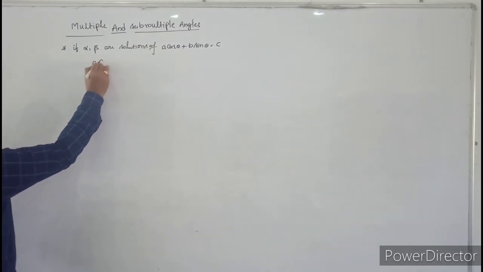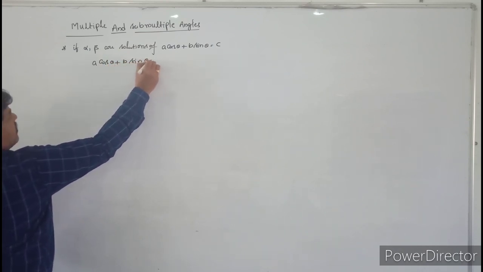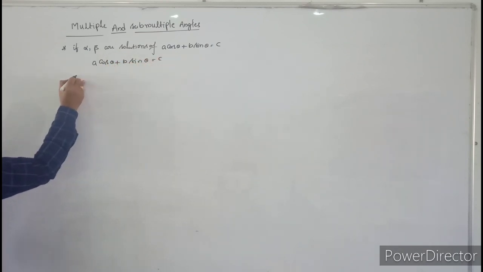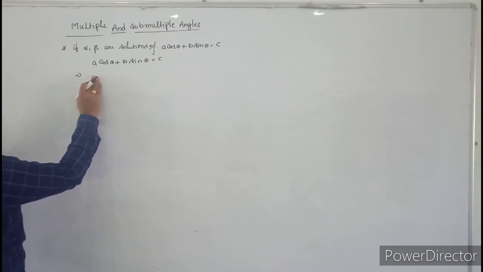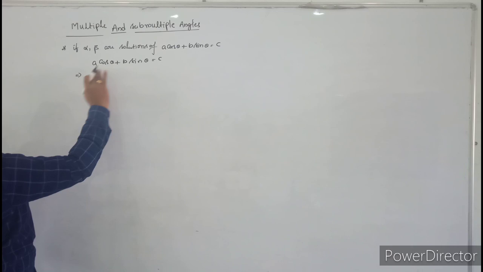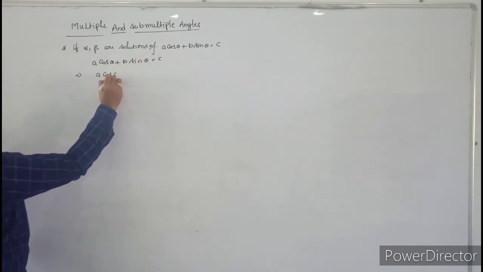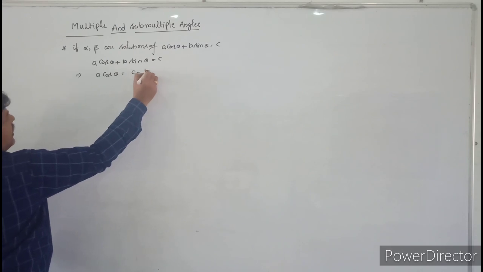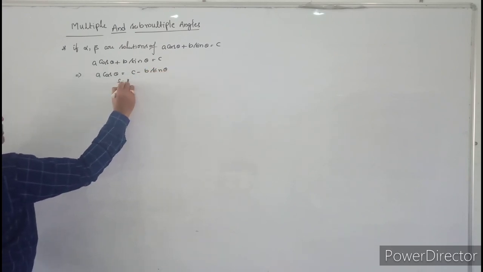So that is nothing but a cos theta plus b sin theta is equal to c. So that implies, first I will calculate the sine. If you want the sine, take that sine term to that side. So a cos theta is equal to c minus b sin theta. Squaring on both the sides.